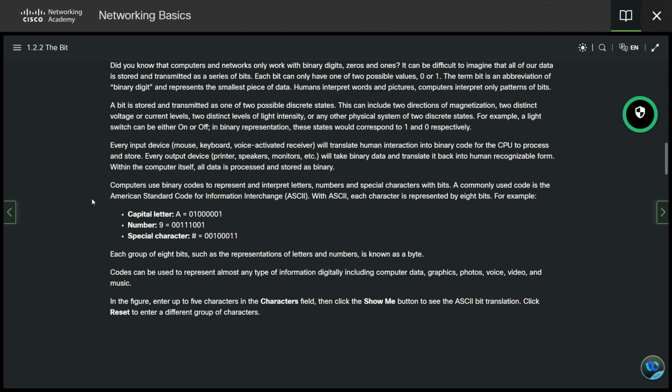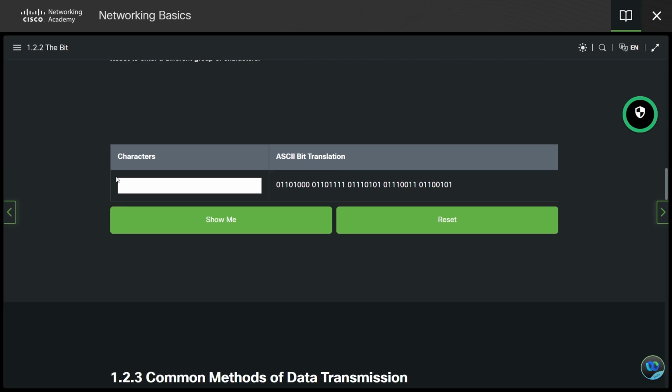And codes can be used to represent almost any type of digital information, including computer data, graphics, photos, voice, videos, and music. In the figure, enter up to 5 characters in the characters field, then click the Show Me button to see the ASCII bit translation. Click Reset to enter a different group of characters. In this example, enter the word house, and this is the bit translation.